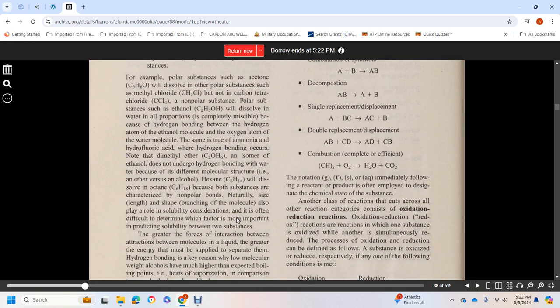Note that dimethyl ether is an isomer of ethanol. It does not undergo hydrogen bonding with water because of the different molecular structure of the ether versus the alcohol. Hexane will dissolve in octane, because both substances are characterized by nonpolar bonds, but the length and shape of the branching of the molecules also play a role. So solubility considerations are often difficult, and it is hard to determine which factor is important in predicting solution.